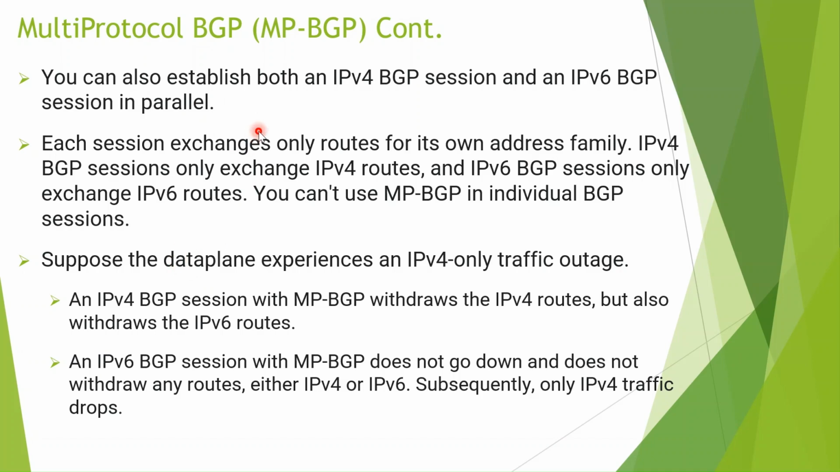Suppose we are using MP-BGP, and now the data plane experiences an IPv4 traffic outage. Suppose you are using an IPv4 session, and over that you are using MP-BGP so that IPv6 traffic can also flow through that IPv4 tunnel. If your data plane experiences an IPv4 traffic outage and IPv4 traffic starts dropping, what will happen? Your IPv4 BGP session also withdraws the IPv6 routes. Even though IPv6 routes are working fine, it still withdraws all the routes.